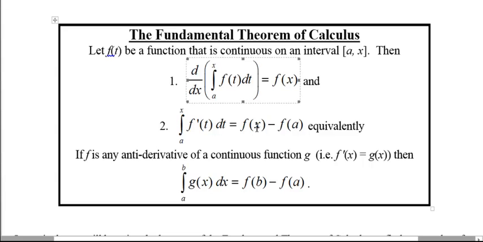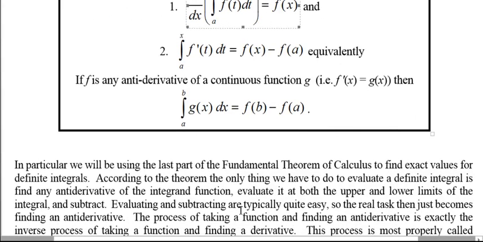The last part here can be written equivalently this way. If f is any antiderivative of a continuous function g, that means g is the derivative of f, f prime equals g, and f is an antiderivative of g, then if we integrate g from a to b with respect to x, what we get is the total change in the antiderivative f. We get f evaluated at b minus f evaluated at a. This last part here is going to give us a way to find exact values for definite integrals.